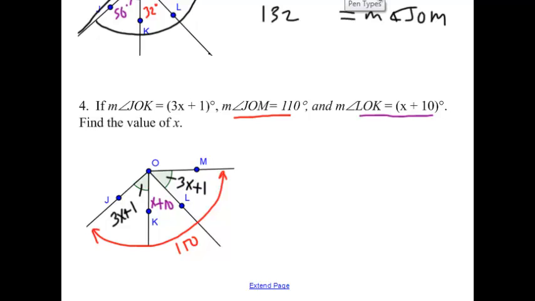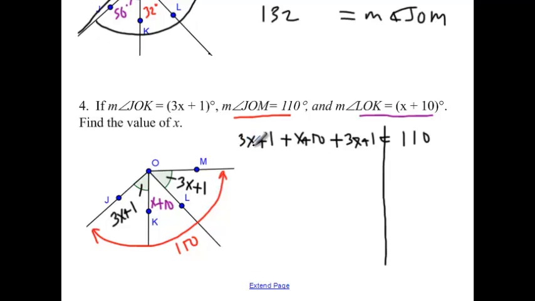So this one's going to be similar to number 3. We're going to just say that if we add all three of the individual pieces, our grand total is the 110 total. So our three pieces are 3x plus 1, add that to x plus 10, the second piece, and finally add that 3x plus 1, and make it equal our total all the way around, 110.